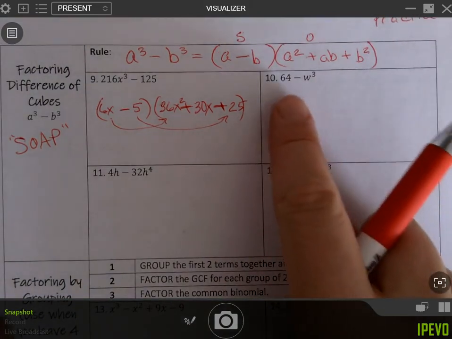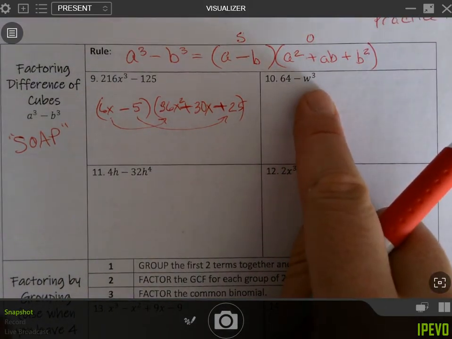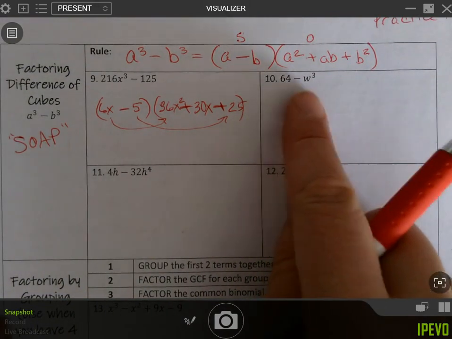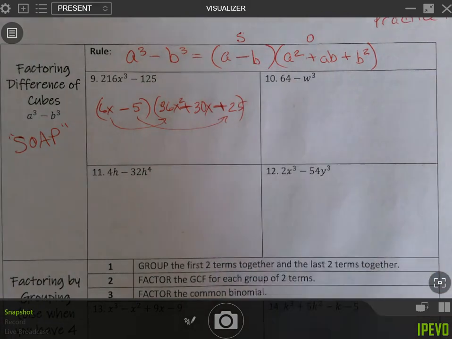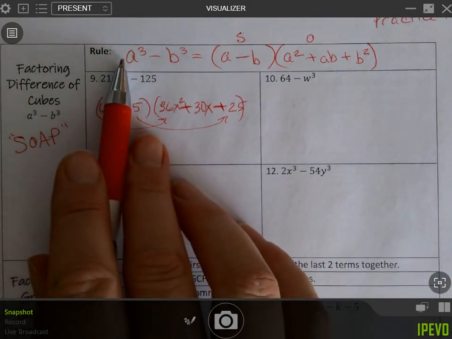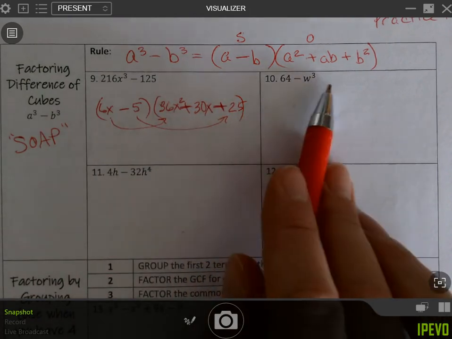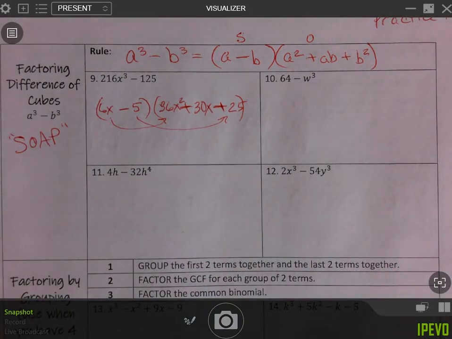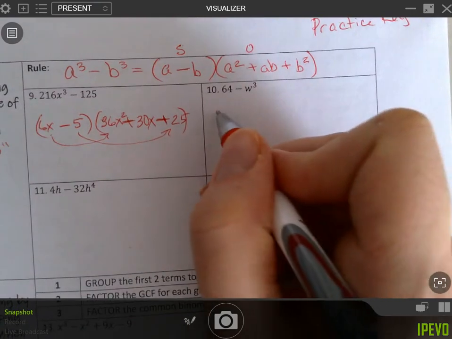Okay, next one. This is definitely out of order, but I'm going to leave it. If you rearrange the order, you have to deal with the negative sign. Notice in all these problems that the first term is positive. So if you would rearrange this, you'd have to factor out the negative one first. Okay, but let's talk about how we can deal with this.